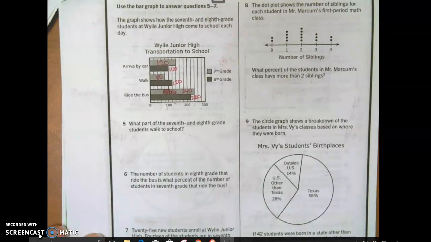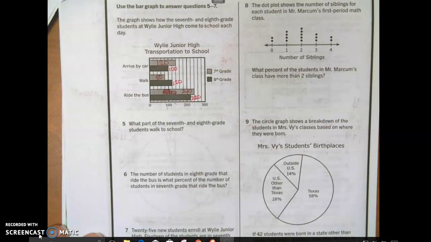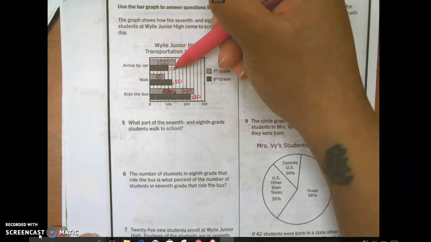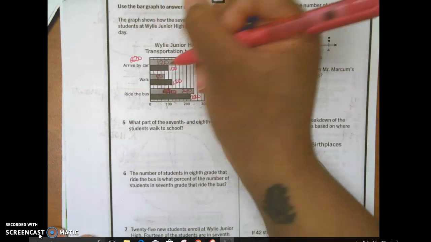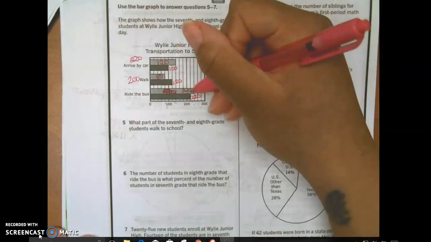What part of the 7th and 8th grade students walk to school? Oh, skirt. What did I forget to do? I forgot to add up the total. 120 plus 100 is what? 220. 80 plus 120? 200. 240 plus 220.